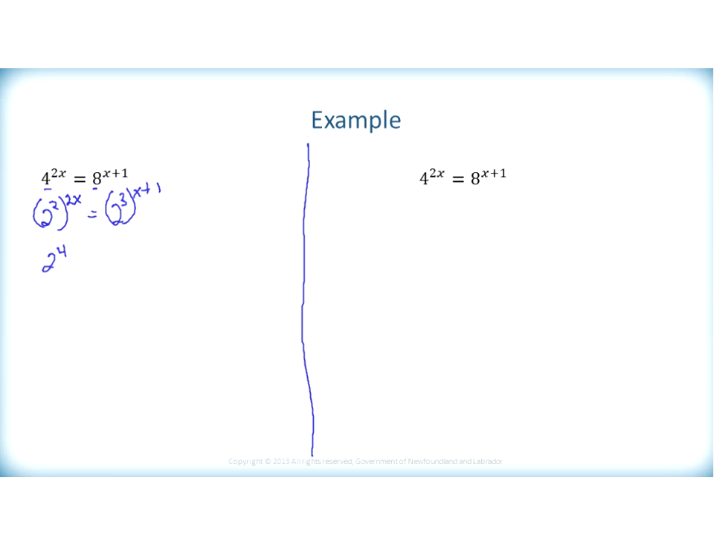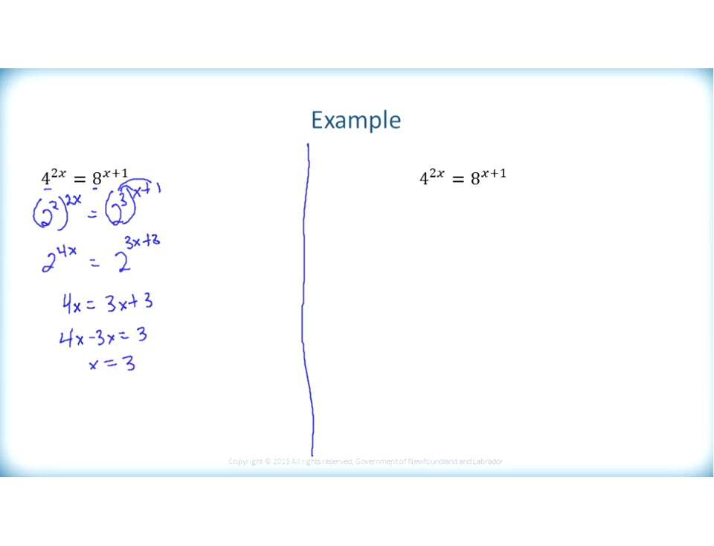This will give us 2 to the 4x is equal to 2 to the 3x plus 3, using the distributive property, of course. And then, since the bases are the same and they're equal to each other, we can make the powers equal to each other. This would give me 4x subtract 3x equals 3, so x would equal 3.